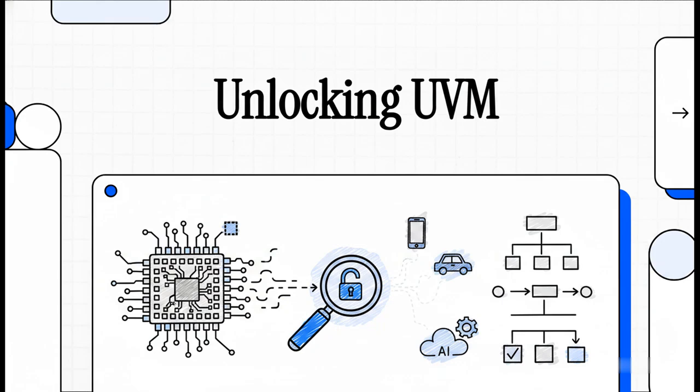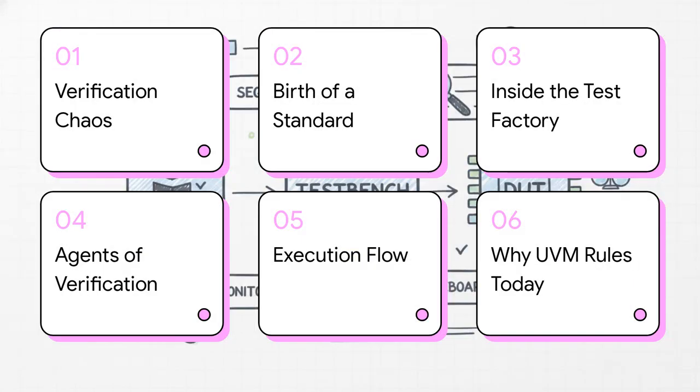Now, if you've ever found yourself wondering how engineers actually guarantee that incredibly complex silicon chips, the ones powering your smartphone, your car, those massive AI servers, actually work before they're physically built, well, you are in the right place. We're going to demystify exactly how these complex chips are tested, and I promise you the architecture behind it is absolutely fascinating. Okay, let's dive right into this.